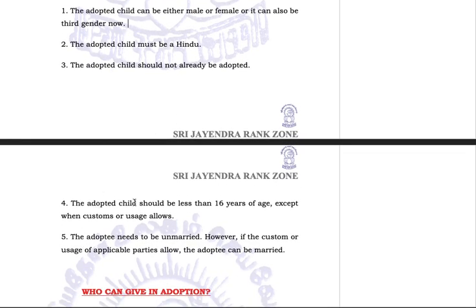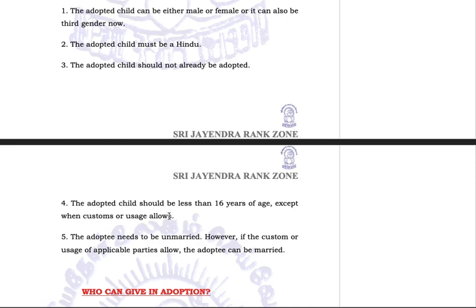The adopted child should be less than 16 years of age, except when customs or usage allows. Usually, the adopted child should be less than 16 years of age. You are permitted to adopt a minor only. You cannot adopt a major adult person.